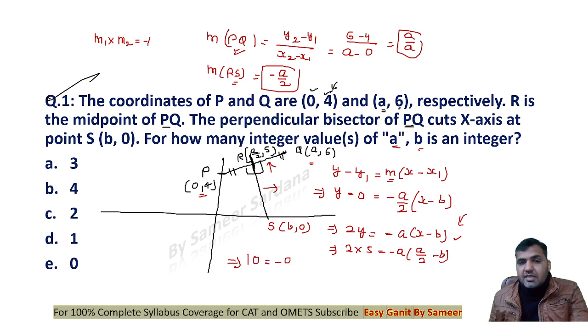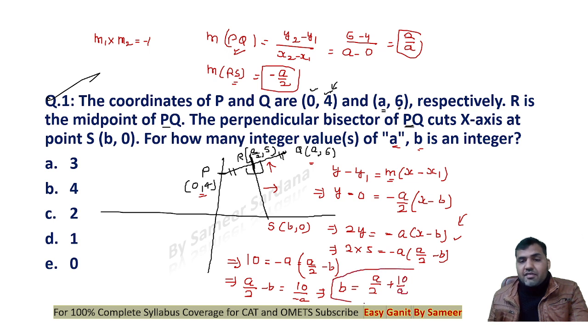10 is equal to minus a into a upon 2 minus b. Right, that is okay. This is it. So you see that now a upon 2 minus b will be equal to 10 upon minus a, or can I say that b is equal to a upon 2 plus 10 upon a.